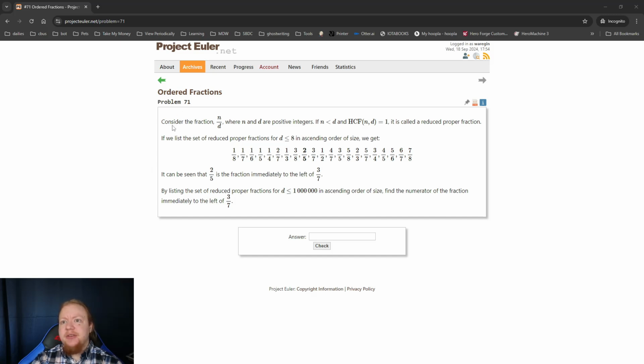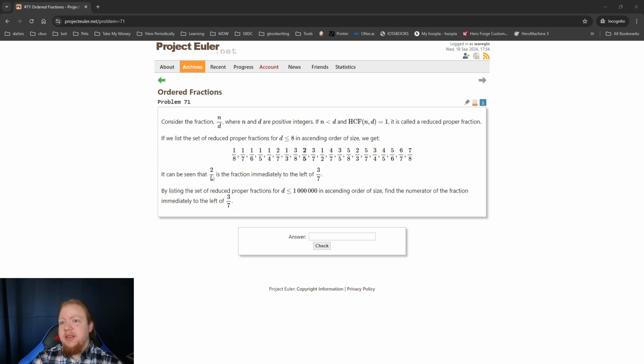Ordered fractions. Consider the fraction n over d, where n and d are positive integers. If n is less than d, and the HCF, which I think means highest common factor, of n and d is 1, it is called a reduced proper fraction. If we list the set of reduced proper fractions for d less than or equal to 8, in ascending order of size, we get all of that.